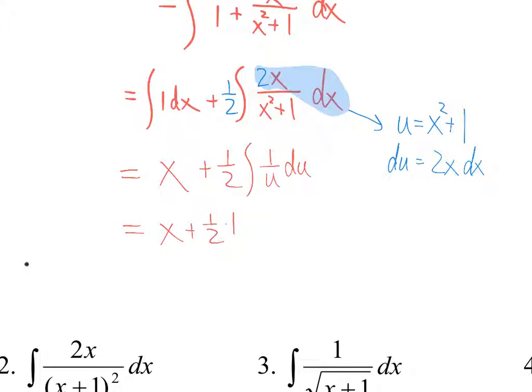Okay? So now it's x plus 1/2. The integral of 1 over u du, we learned in the previous lesson, that's ln of the absolute value of u. I want my answer in terms of x. So I have x plus 1/2 ln of the absolute value of x squared plus 1. Oh wait, I don't need dx, I need a plus c.